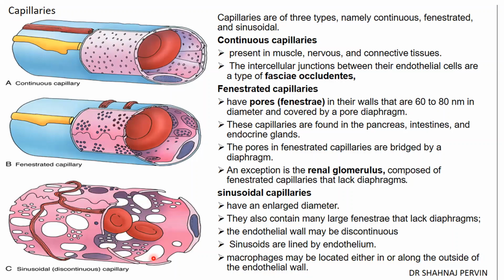And this one is the sinusoidal capillary. Here the cell has perforation on the cell membrane and the basement membrane is not continuous. That means discontinuous. This discontinuous capillary is called the sinusoid or sinusoidal capillary. It is located in the liver. You know it. So this is regarding the capillary.